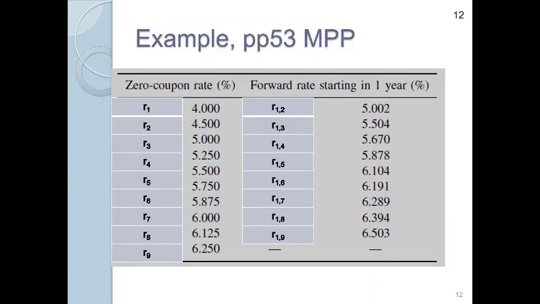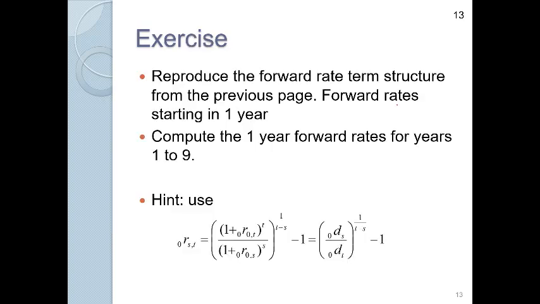Another example, so here we have some zero coupon rates from R1 up to R9, and then the forward rates that start at time 1 and go from 2 to 9 are on the right hand side. Now, how do you get these ones? You get them from the formula below, and this is left as an exercise. So you should pause the video here and do it by yourself. And this concludes the chapter on forward rates.